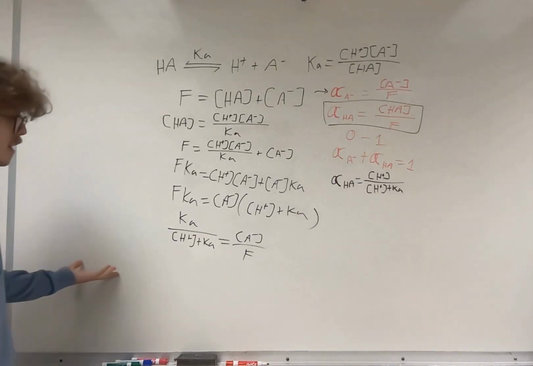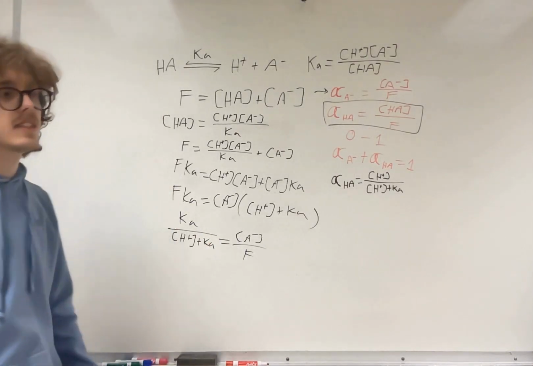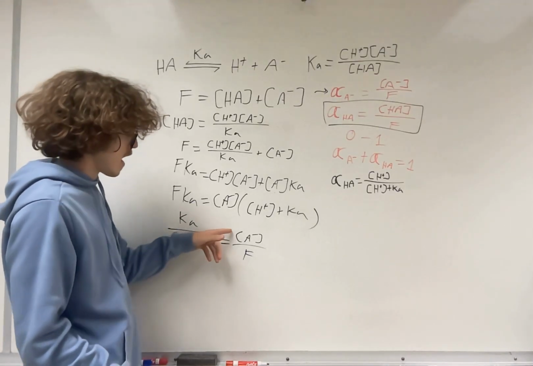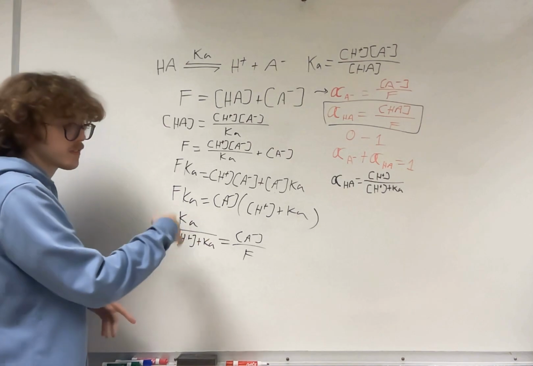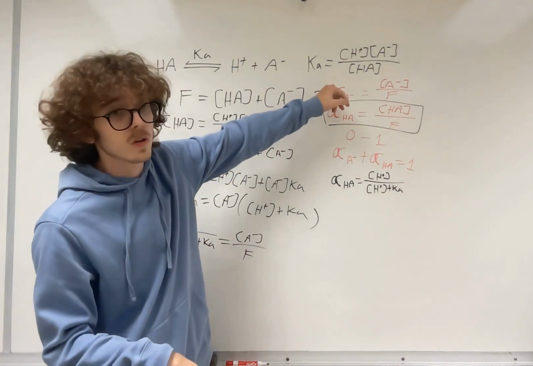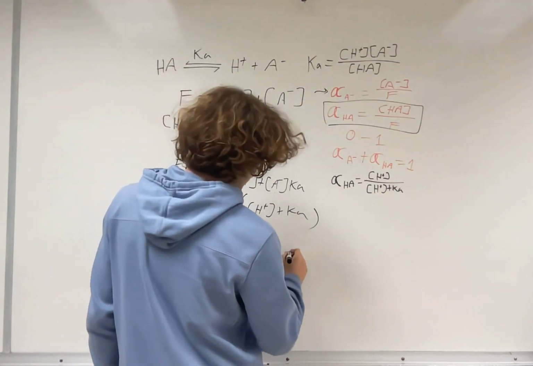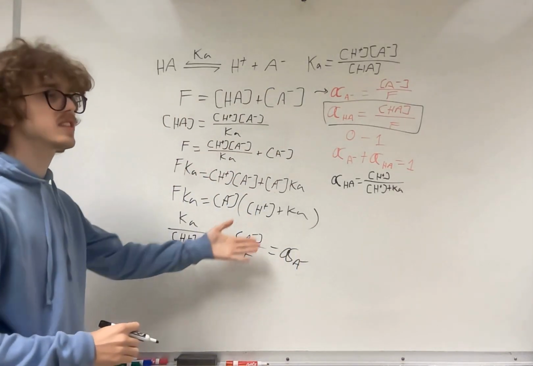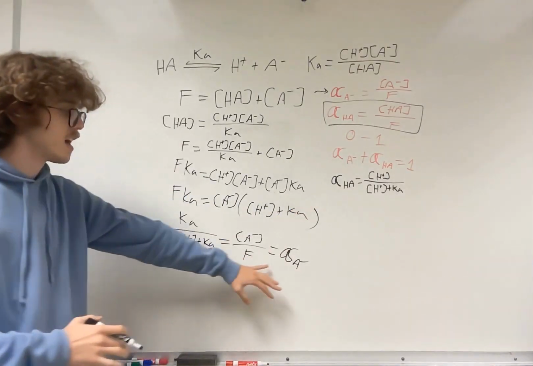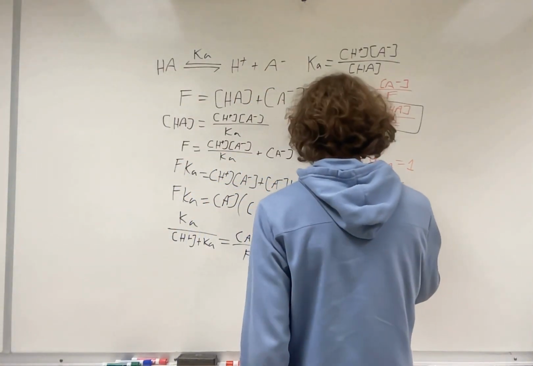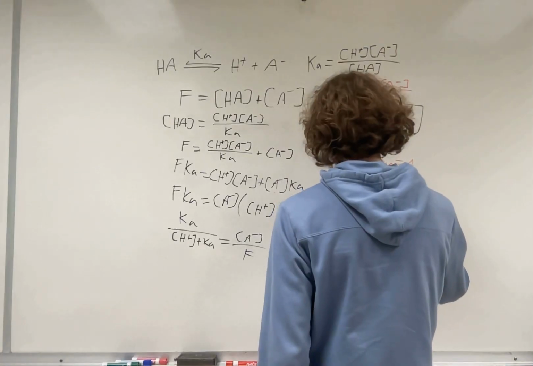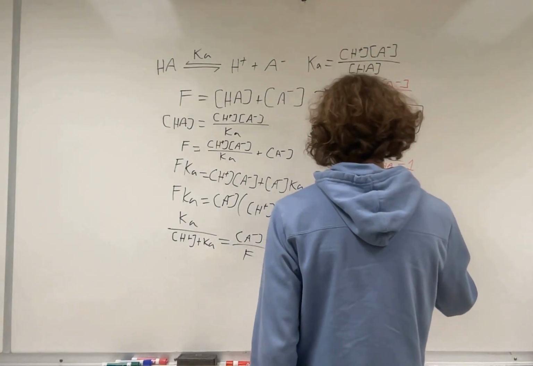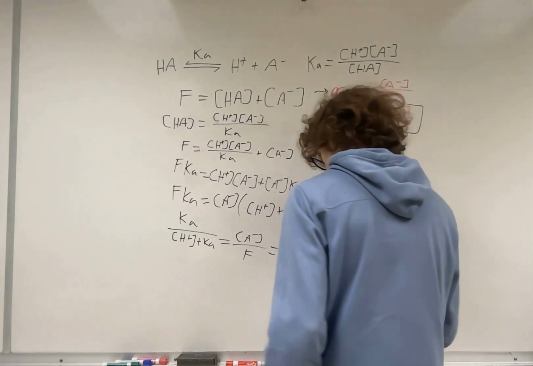Okay, notice what we got here when we did all of the math. It's not hard math, it's just algebra. We get A minus over F equal to a term of Ka's and H pluses, and it's equal to the fraction of the conjugate base. Okay, so now we did the similar process for this one. It's just now in terms of A minus. So now let's write that out. H plus Ka.